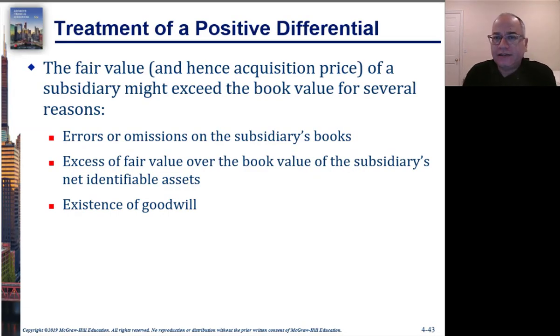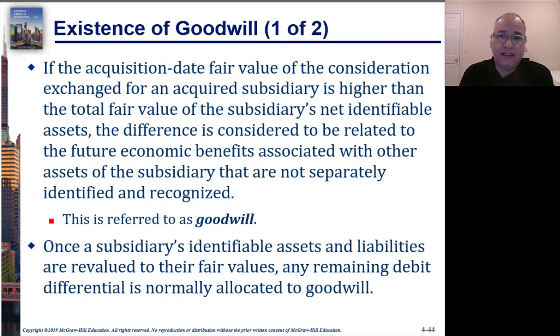So again, if you have a positive differential, the fair value could come from goodwill, as I showed you in my little chart. It could come from the fair value exceeding the book value for certain identifiable assets, and those could be tangible assets or intangible assets. It could also be errors, and errors do sometimes happen on the subsidiary's books, and those may need to be corrected on the books of the subsidiary rather than being added in a consolidation. And I've seen it done both ways.